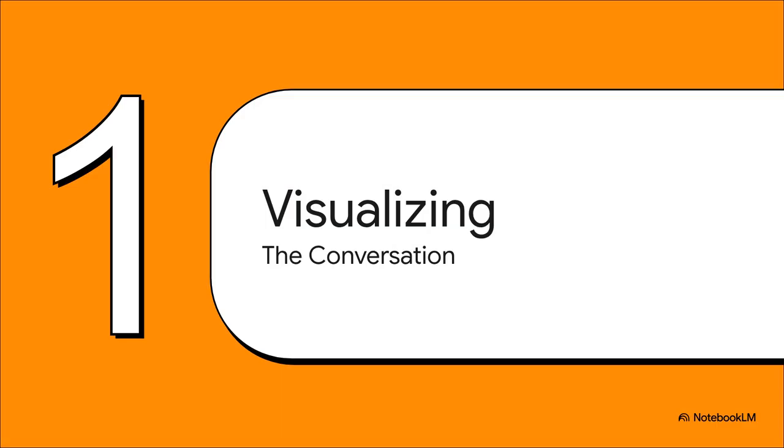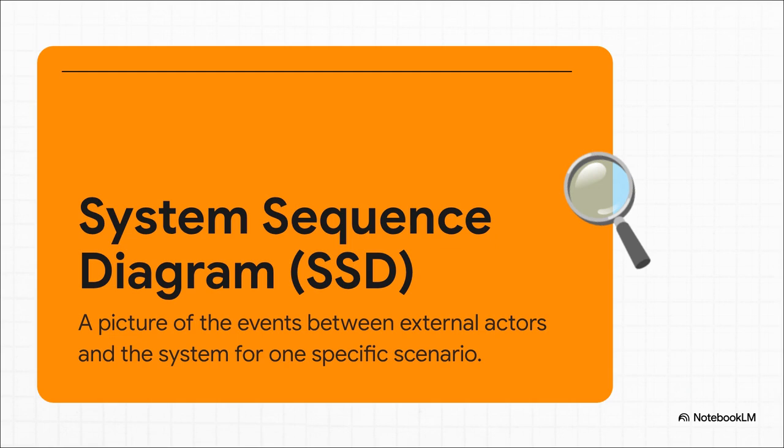Okay, so visualizing the conversation, once we have that story written down, what's next? Well, now we have to actually draw it out. We need to create a kind of visual map of the back and forth conversation between you and the system. Think of it almost like a little comic strip for just one task. And this map, it's got a proper name, a System Sequence Diagram, or SSD for short. The most important word there is sequence.